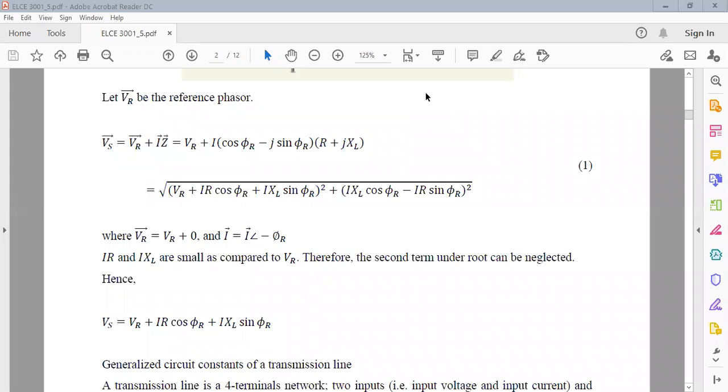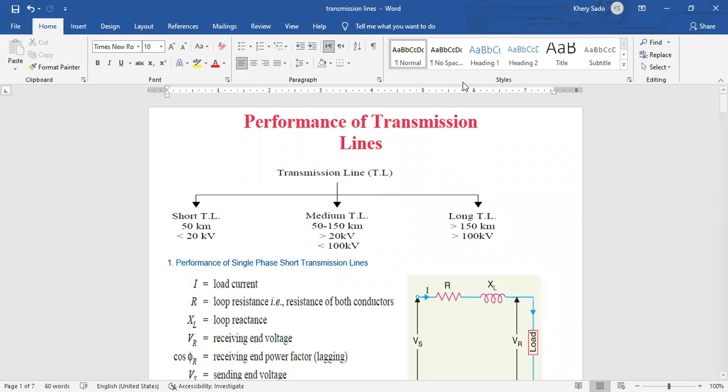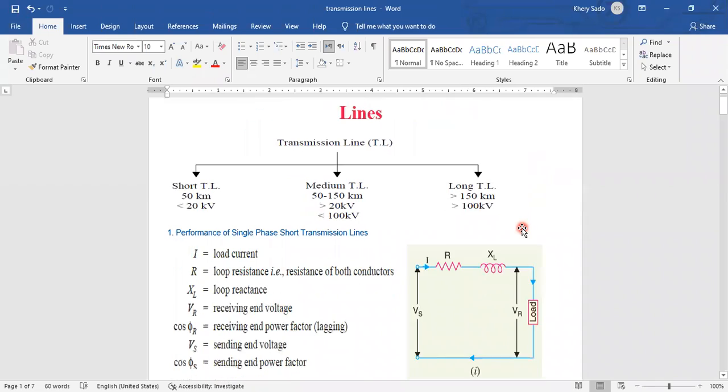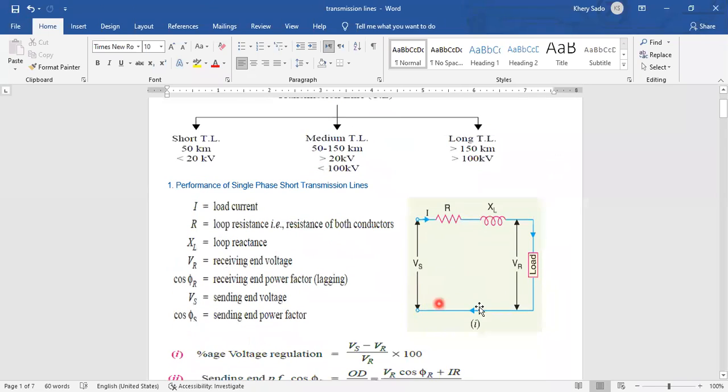Now let me show you. Now you see this word, right? Yes. Okay, so this is a single phase short transmission line. You always have to know how to design the electrical circuit for your transmission line. If you know how to design the electrical circuit, then you will remember the equations. Some equations then you don't have to memorize.